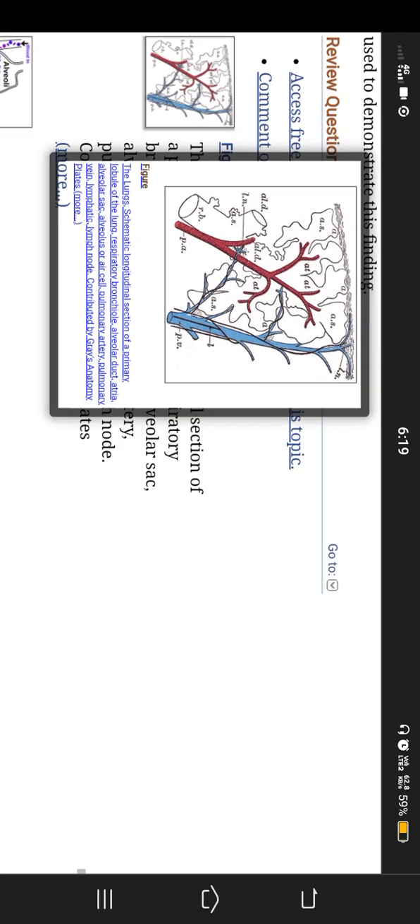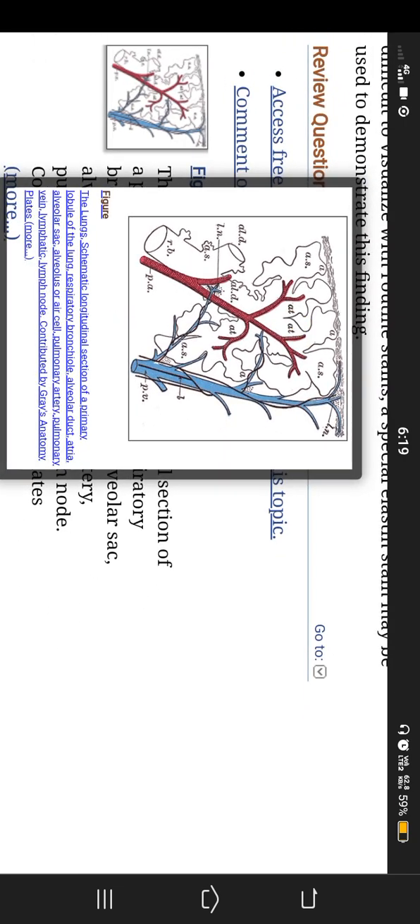The lungs. Here we see a longitudinal section of a primary lobule of the lung. This is the picture showing the regions: a primary lobule of the lung, respiratory bronchiole, alveolar duct, atria, alveolar sac, alveolus or air cell, pulmonary artery, pulmonary vein, lymphatic, lymph node, contributed by some books.